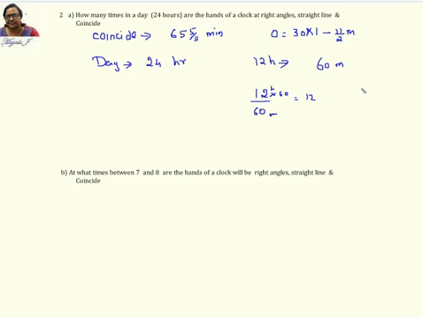Usually I write it in this way. 60 minutes means 1 hour, so you are converting the minutes into hours. So it's going to be 12 hours divided by 60 minutes, converted into hours. Same thing, now you just have to replace these values.